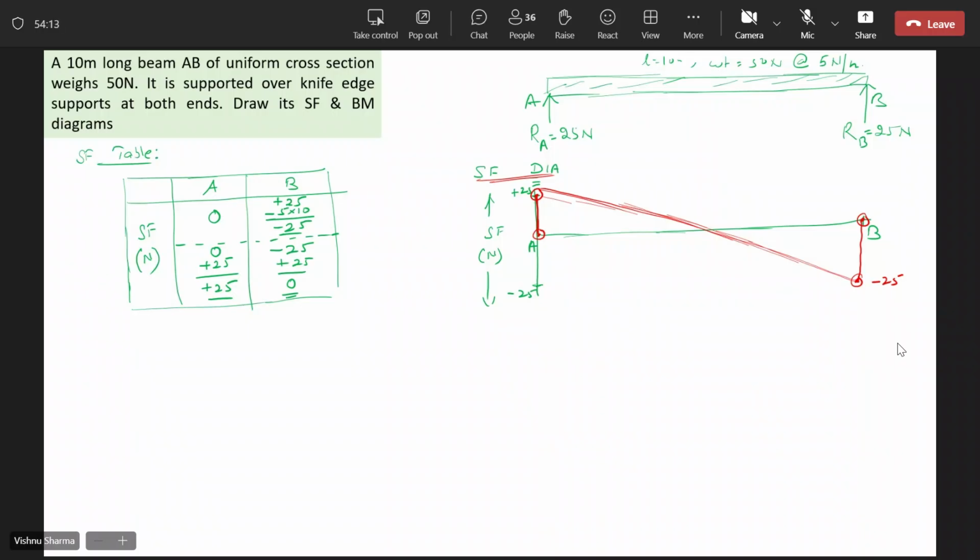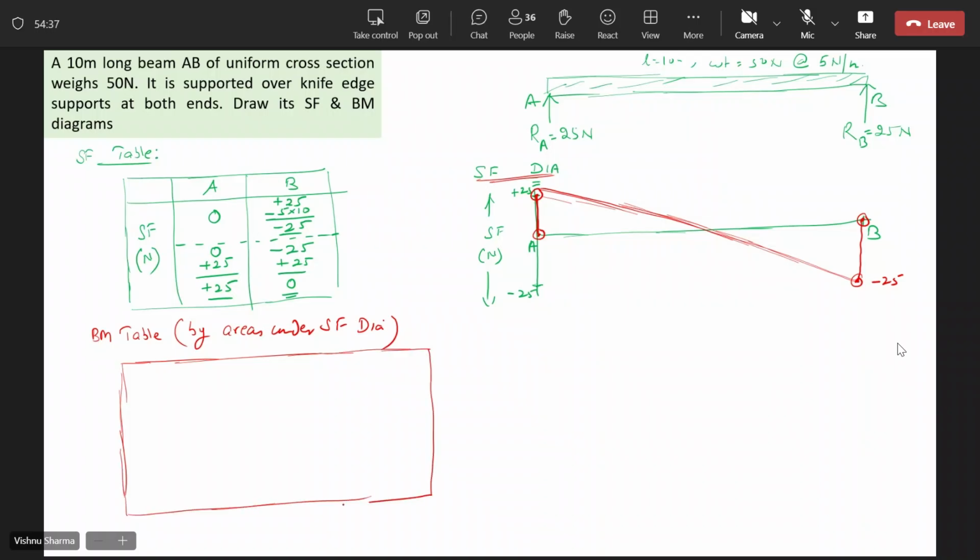Now we go to the BM table. How are we going to make the BM table? By areas under the SF diagram. How many points should we take now? Look at the SF diagram and tell me the number. Three. Yeah, it is cutting at A, so we have 2 points for the SF. Both those points get qualified, and it is additionally cutting. Those who would have taken that point, automatically 3 points would have continued. So BM in Newton meters, 1, 2, and 3.